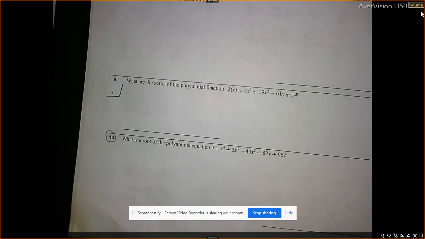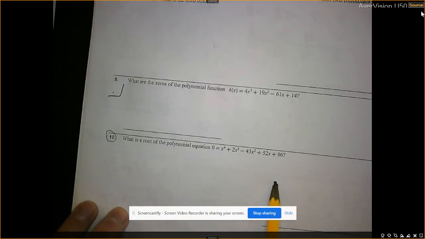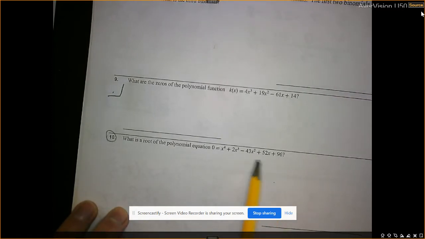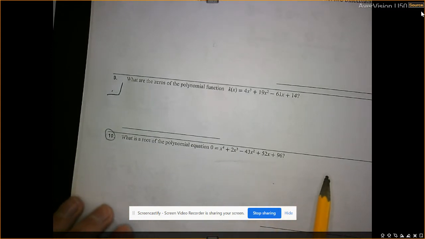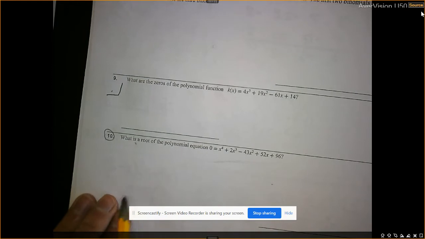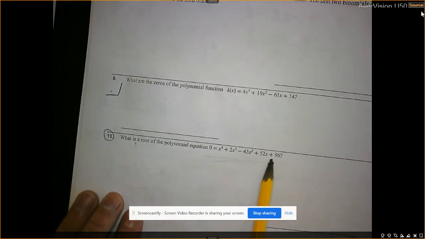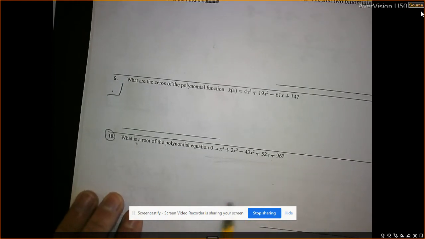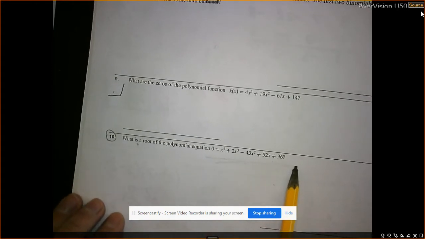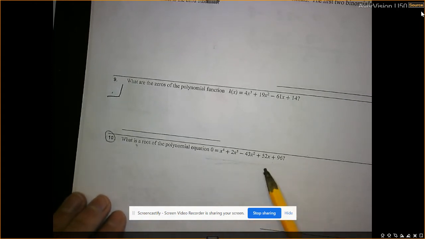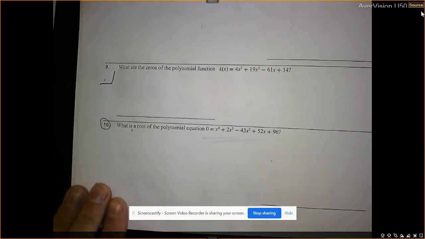Okay. This one is going to be multiple choice on the test, and really it's asking what is a root. You can just put this into Desmos. You should be able to see which one is a root looking at your options. So put this into Desmos or your graphing calculator. You can then see all your roots, and you should be able to select the correct one.